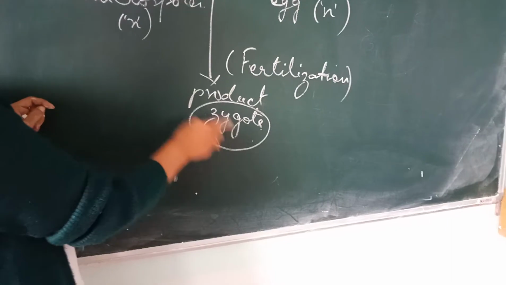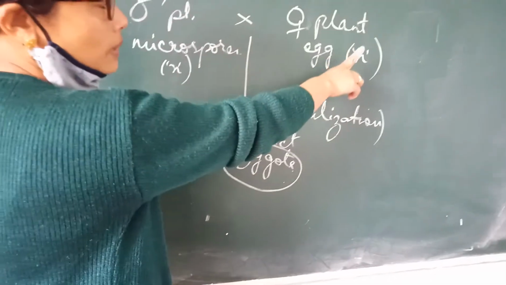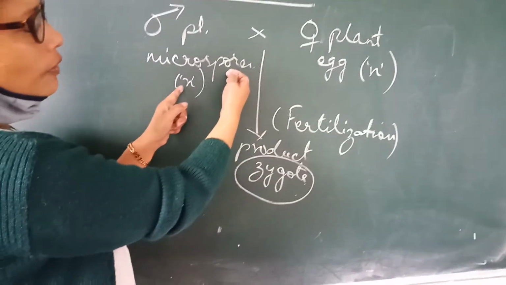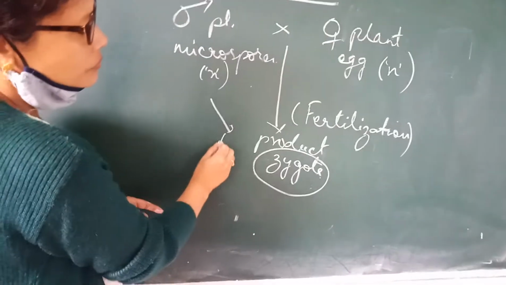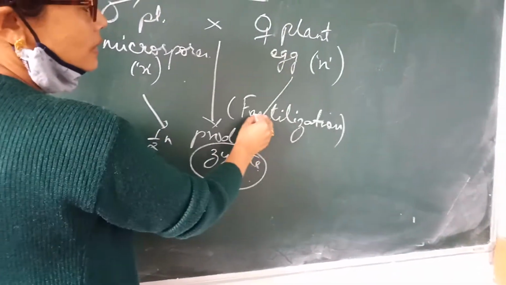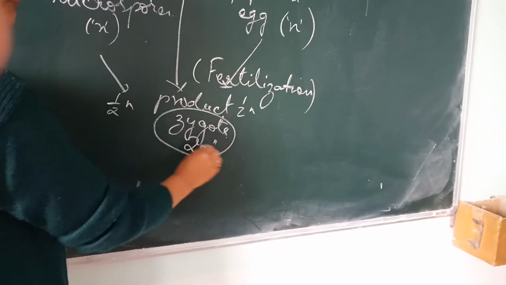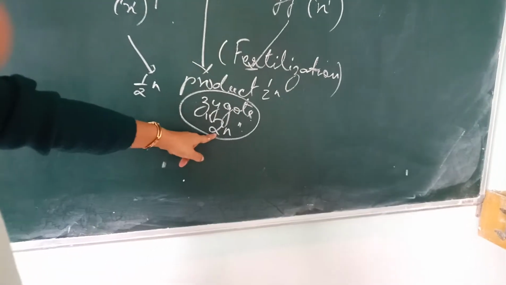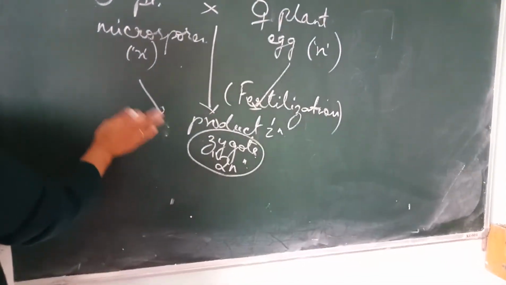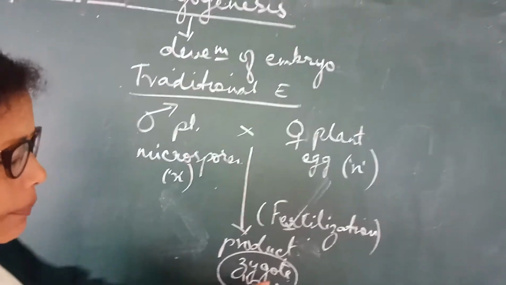Now this zygote will have the n number of chromosomes that is carried by the male plant, as well as the n number of chromosomes that is being carried by the female plant. Half of it will be given to this zygote. Half of this n will also be given to this zygote. So your zygote is always represented by twice n, which means it receives the genetic information of both the father as well as the mother. Now this is fertilization. What will happen to the zygote?